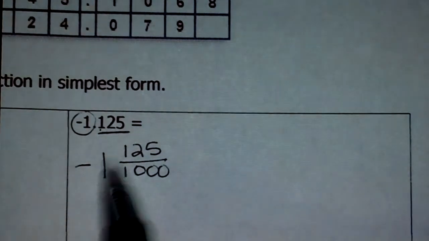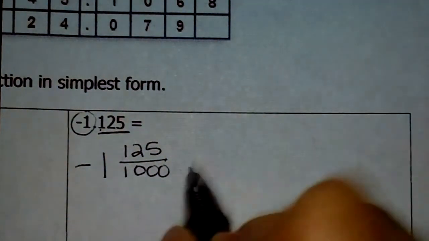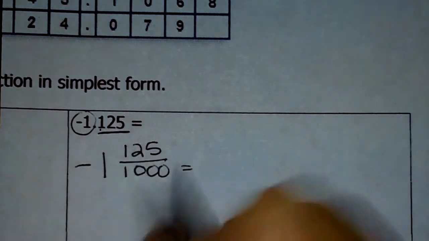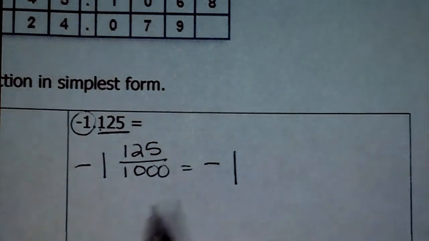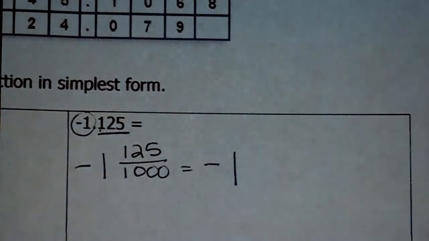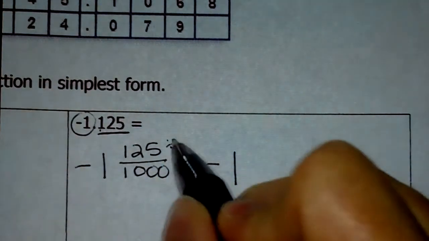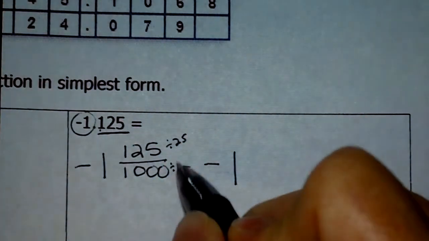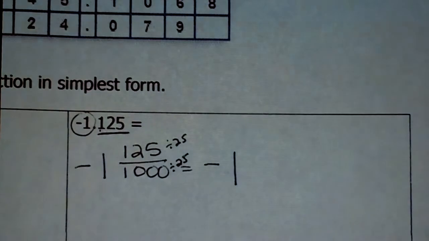So this can definitely be simplified. The -1 is fine. The fraction is the part I need to simplify. So in looking at 125 and 1,000, there are a bunch of numbers that would probably go into both of these, right? I look at that and I see, well, I know 25 would go into both of those. So let's try that. That means I'm going to divide each part, the numerator and the denominator, by 25.